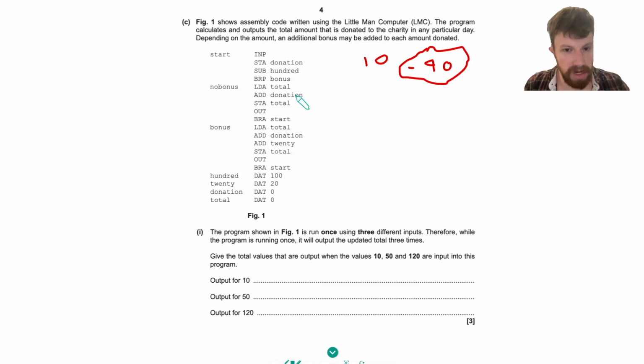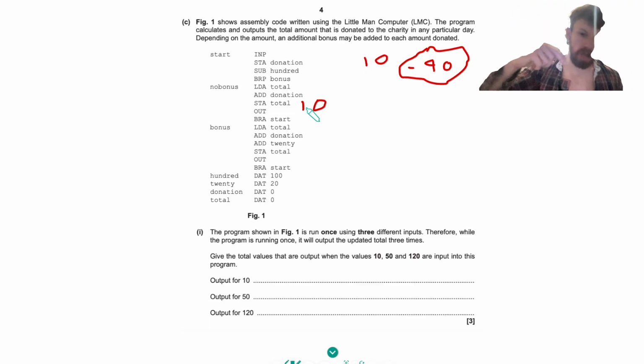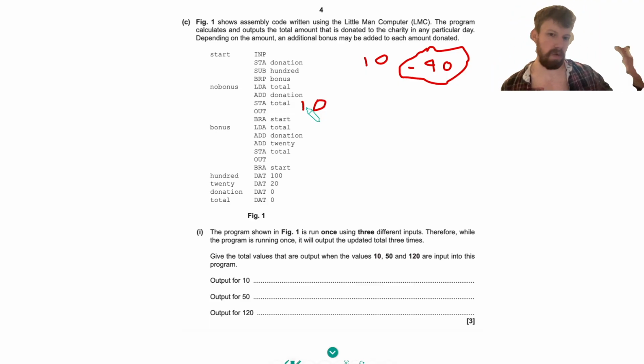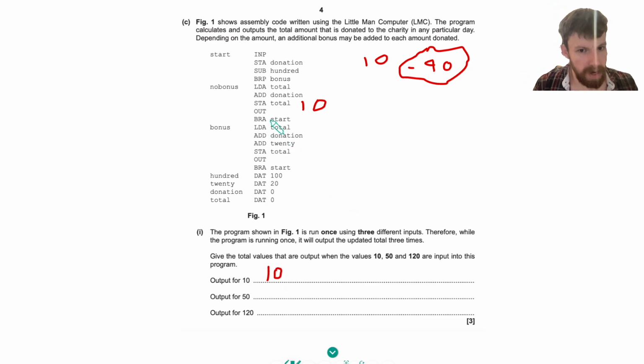We add the donation to it. So now in total, there's going to be 10. And we store that in there as well. That's a really common thing which people don't understand: we have to overwrite it quite often. With assembly language, you have to overwrite things all the time to make sure that the data updates. Then we go to output, and it says output for 10. So we've got 10 there. And then we've got BRA, branch always, which just means it's always going to do this. So it's going to jump back up to the start.